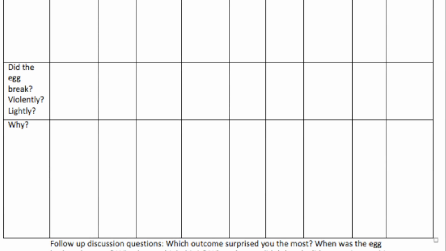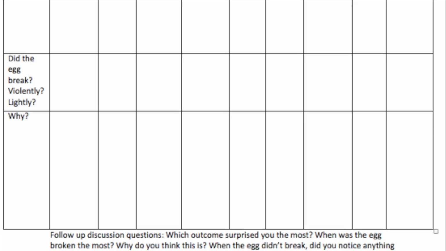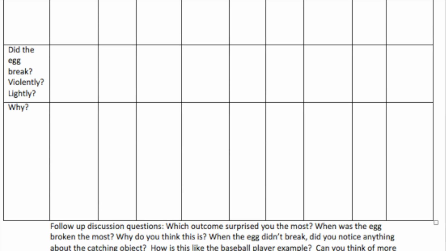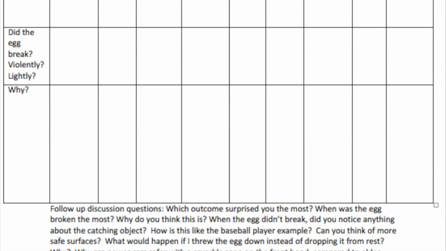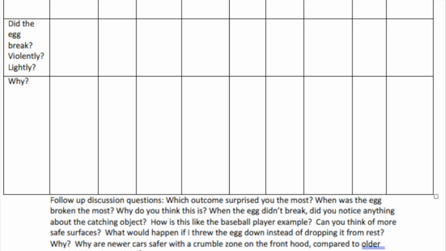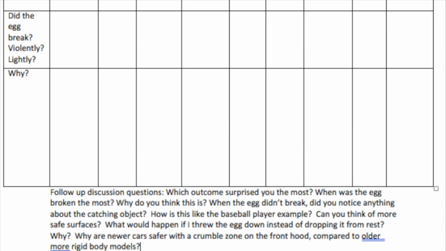So I would ask the students to fill in the chart: in which situations do they think the egg will break, and why do they think so. You guys could do so right before you're watching the video, before I drop it, make your predictions. And then I also asked the students to mark down which times the egg broke and whether it broke violently or lightly, and then some reasoning why they think it broke. Then I have some follow-up discussion questions that I'll go over after I show you the short clip of me doing the trials.